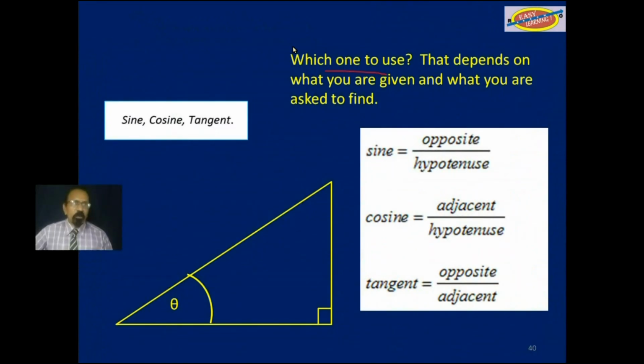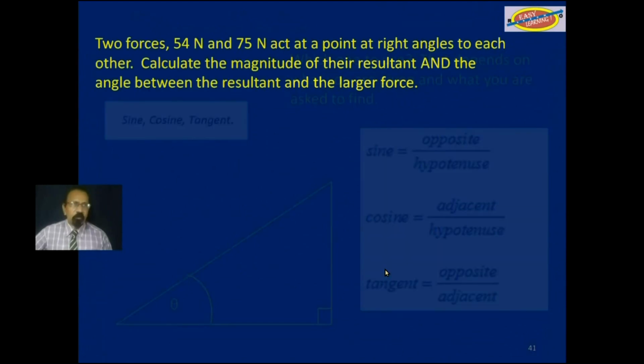So which one do you use? Now that we find the magnitude of the resultant, do you use the sine, the cosine, or the tangent?